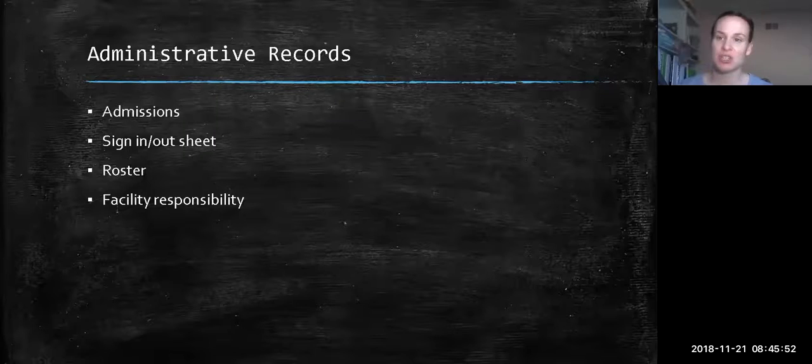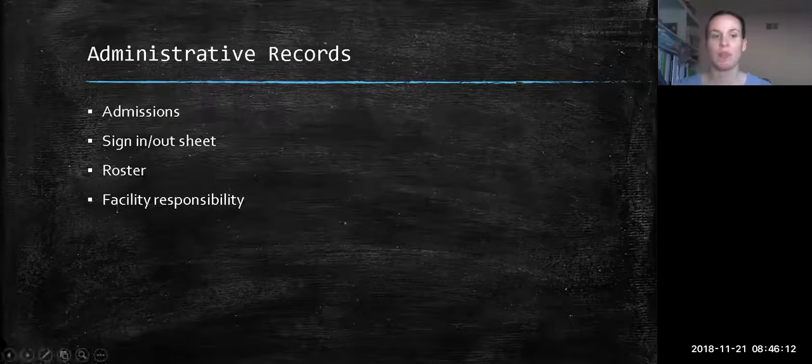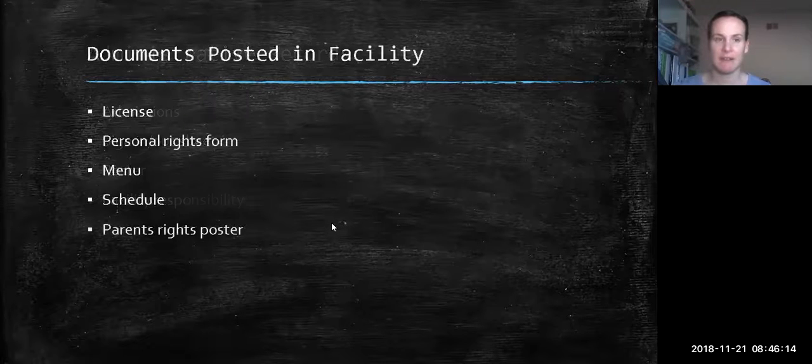And then admissions, all the admissions paperwork that you need to have as well. And then you need to have rosters for each classroom, and then you need to have facility responsibility as well. That's a licensing form that you're also going to need about who is responsible for this facility if you are gone, if somebody else is gone. It's almost our attempt at a command structure, but it's specific for license.